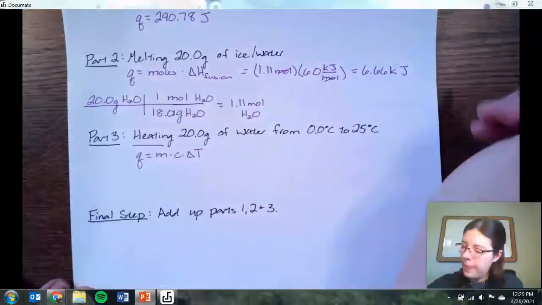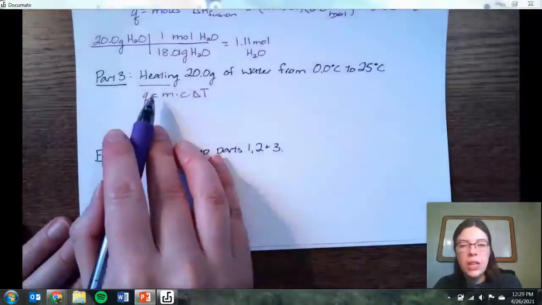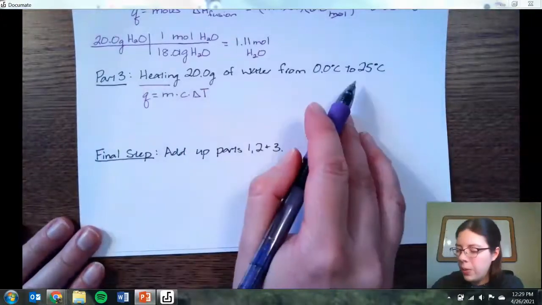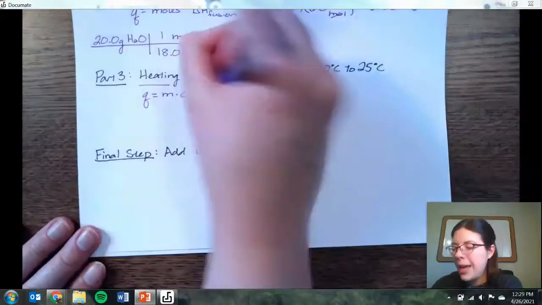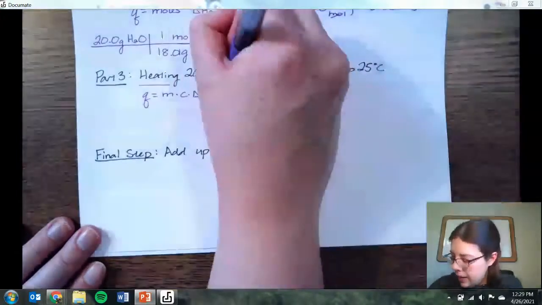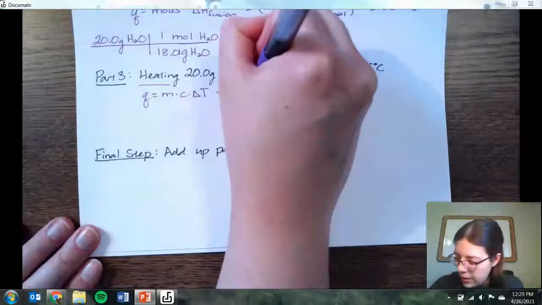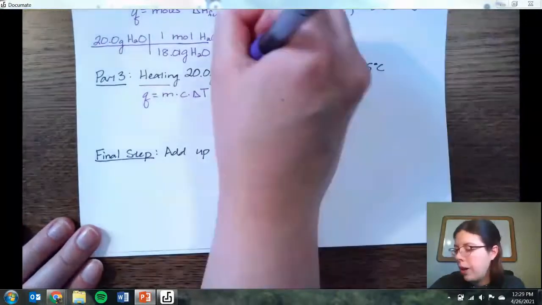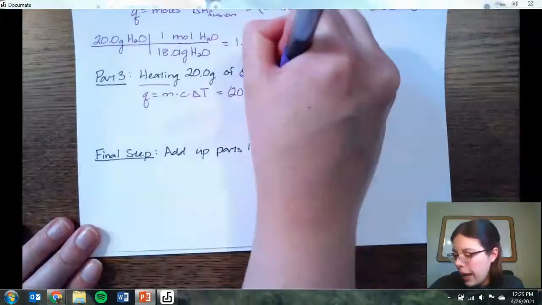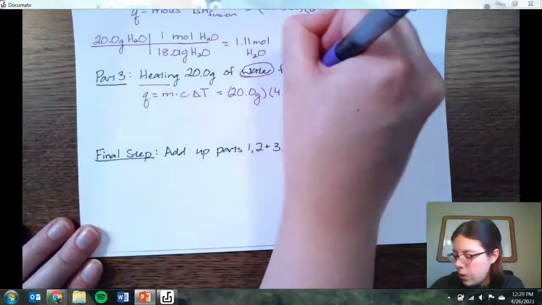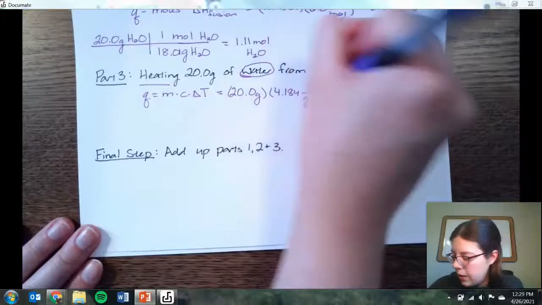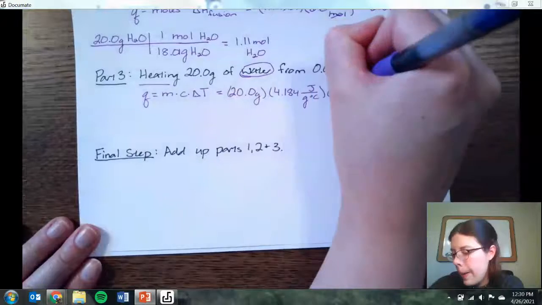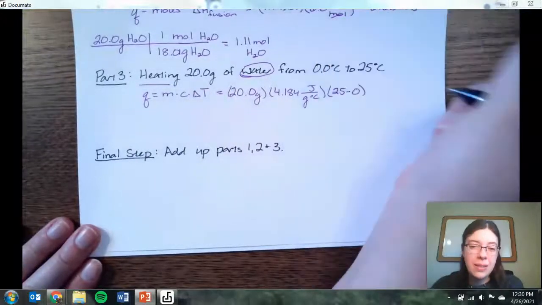Okay, next one, we are heating 20 grams of water from 0 degrees Celsius to 25 degrees Celsius. So again, we're going to use that Q equals M times C times delta T. The mass is still 20 grams, doesn't change. The C is now the specific heat of water, so that is 4.184 joules per gram degrees Celsius. And then we're going to have our delta T, which is our final temperature, 25, minus our initial, which is 0.